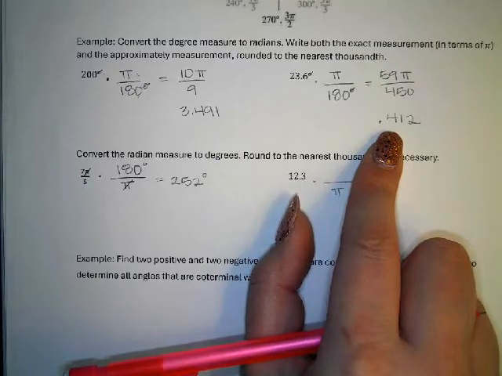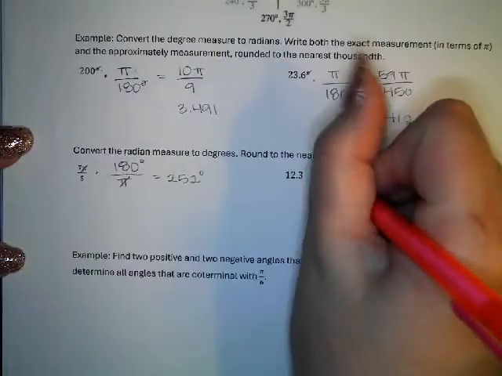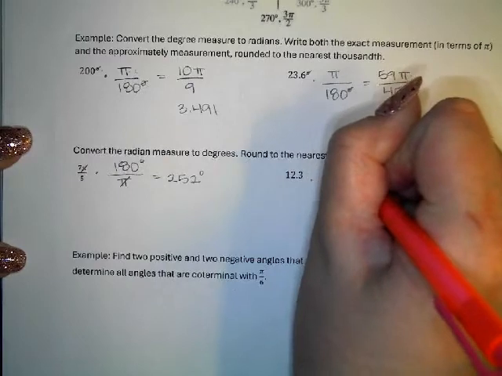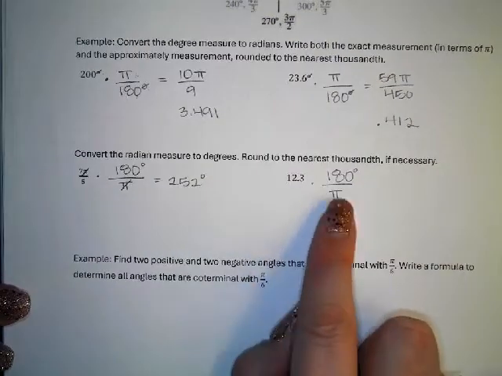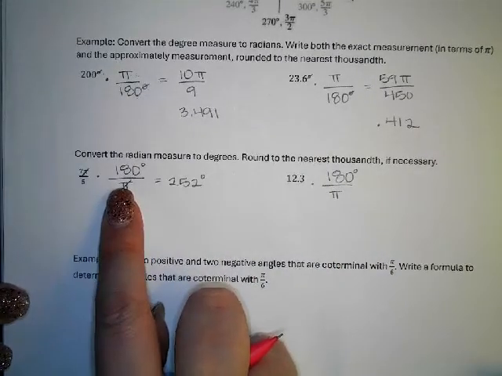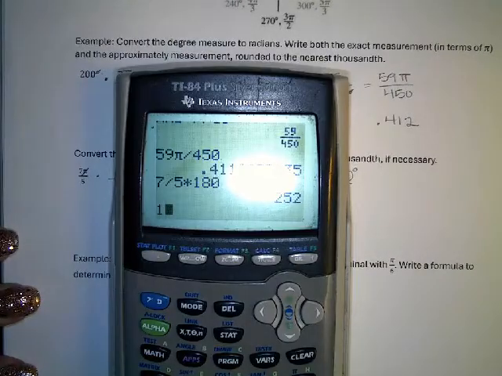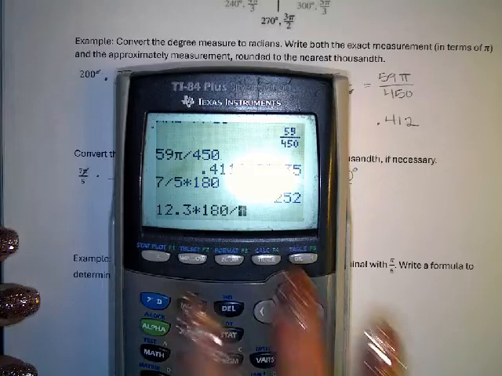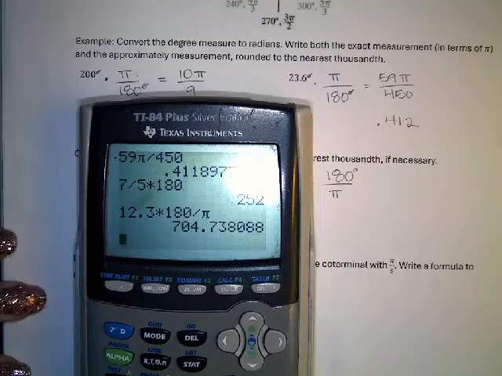So we have a pi on the bottom. We're going to put 180 degrees on the top so we can convert this into degrees. And then here, since we can't actually cancel out the pi like we did on this other problem, we're going to type it into the calculator this time. So we're going to do 12.3 times 180 divided by pi. And that is 704.738.